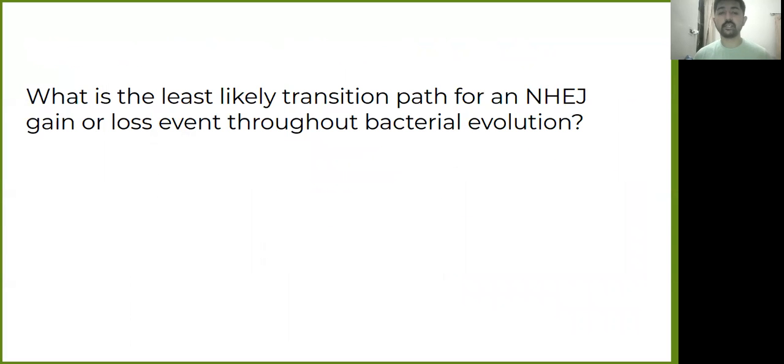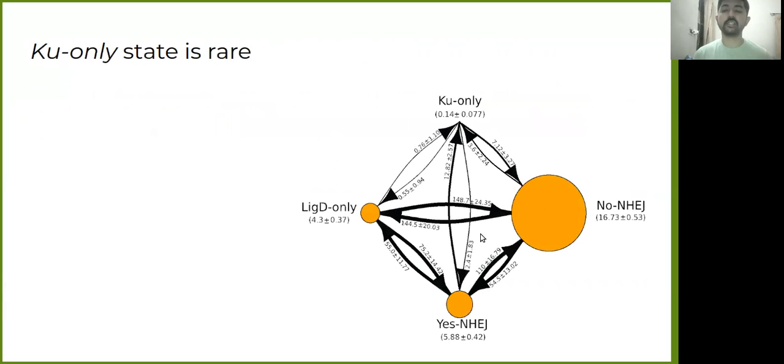One can also ask the same question in another way. Rather than asking the most common, one can ask what is the least likely transition path for such gain and loss events across bacterial evolution? And more importantly, why is that state avoided? For that, we constructed a state transition diagram.